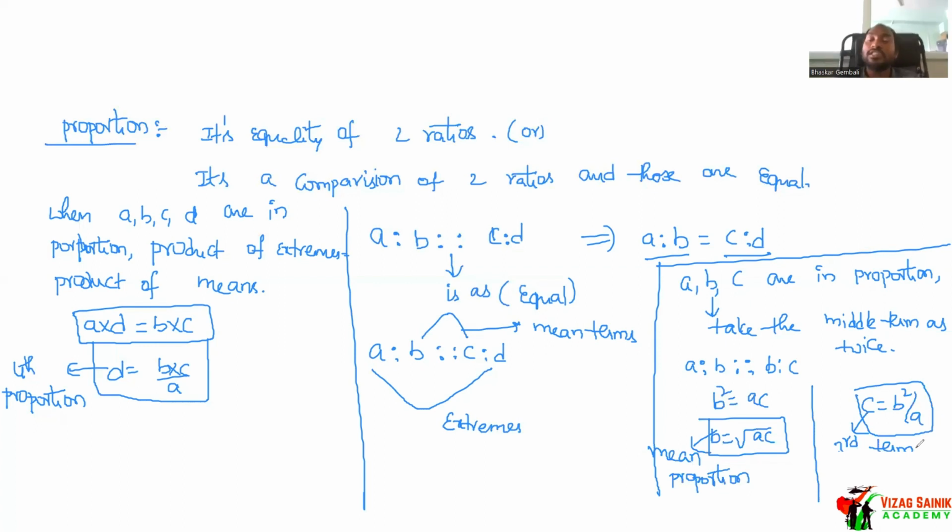So when 3 quantities are in proportion, when A, B, C are in proportion, we can say the product of extremes equals the product of means.